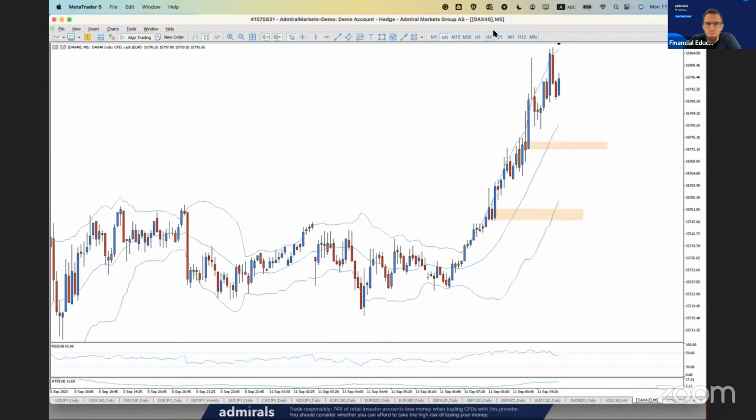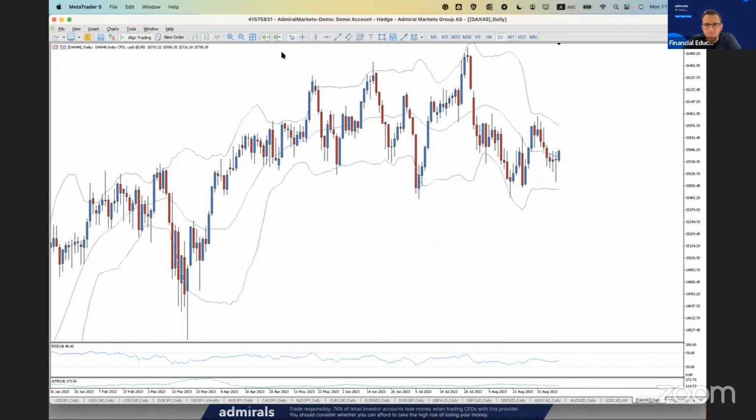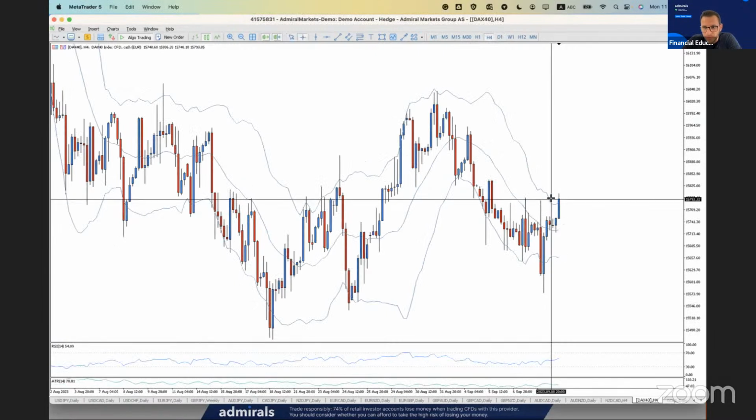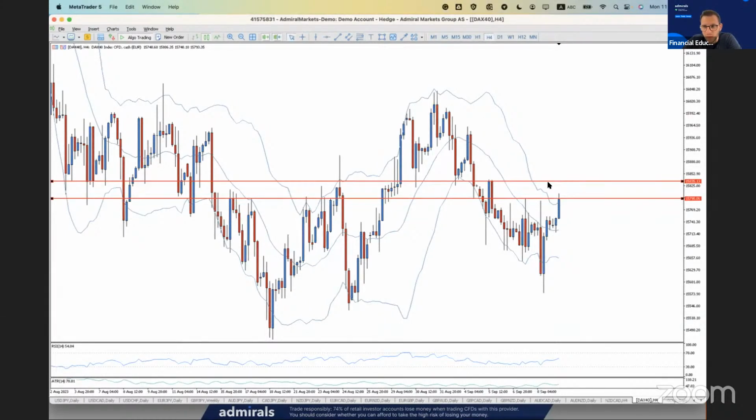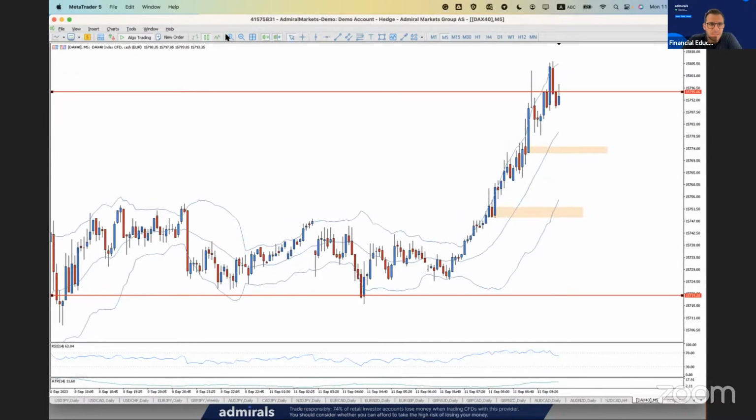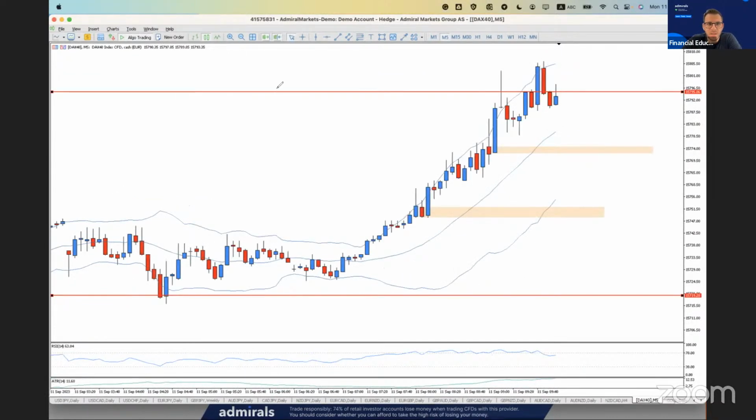Let's have a look at what's going on with the DAX. The daily chart indicates that bullishness might be on the go. Let's check the 4-hour chart. There are some strong resistance levels here on the 4-hour chart, and that's our support. On the 5-minute chart, unsuccessfully, this candle here didn't make it.